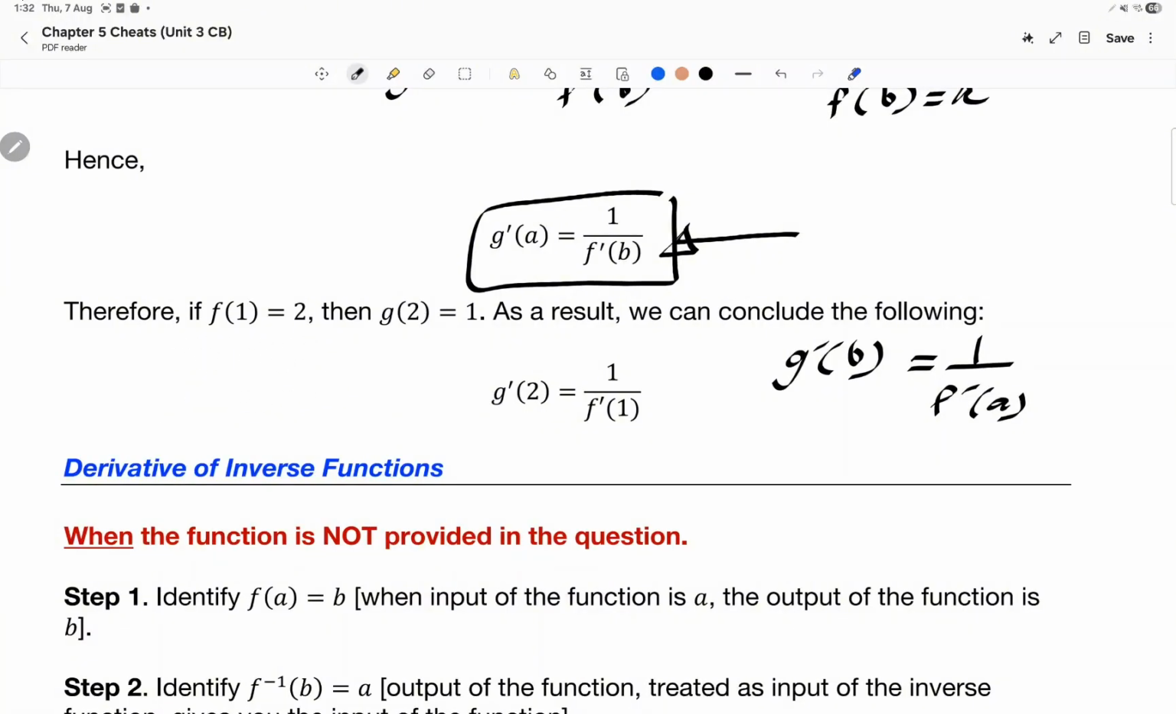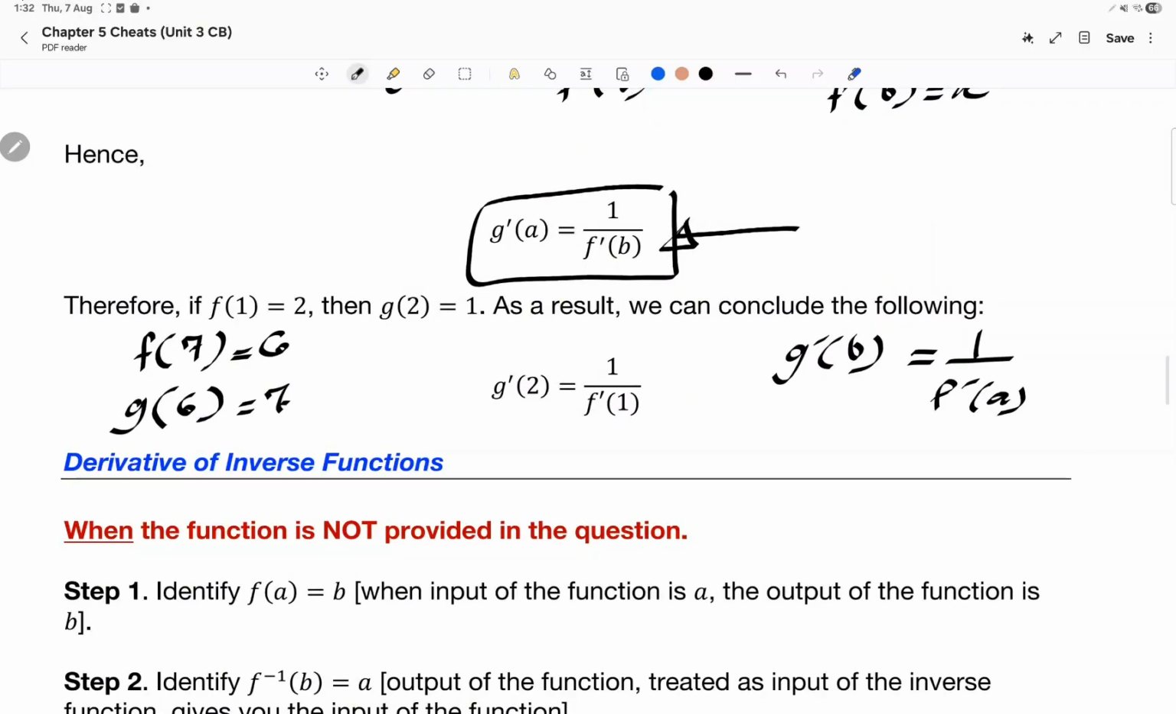Can you give me a number? 7. If x is 7, how much is the y? 7. Why 7? No, just another number. Let's say 6. So in a function called f, when the x is 7, the y is 6. The inverse function of f called g, when the x is 6, the y is 7.